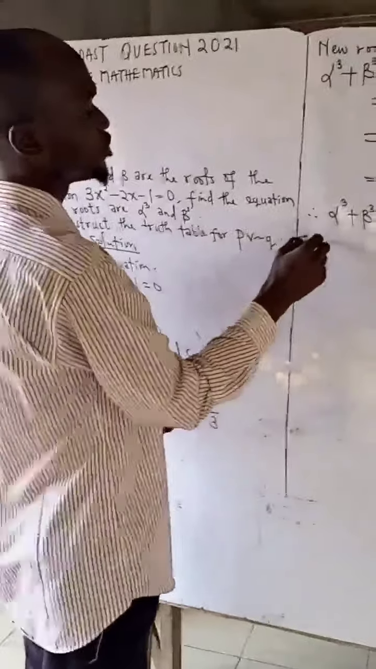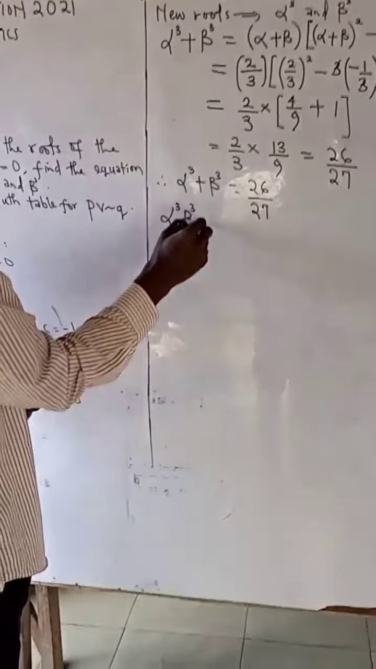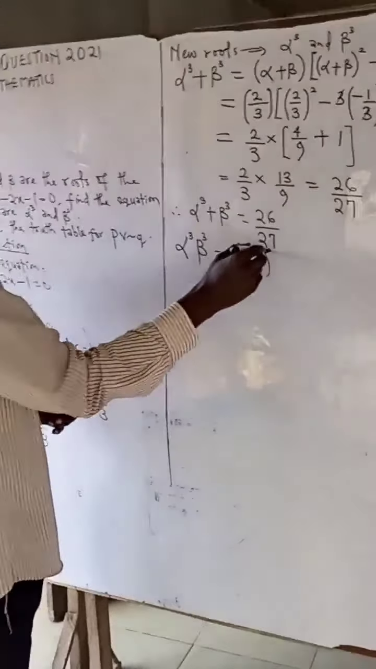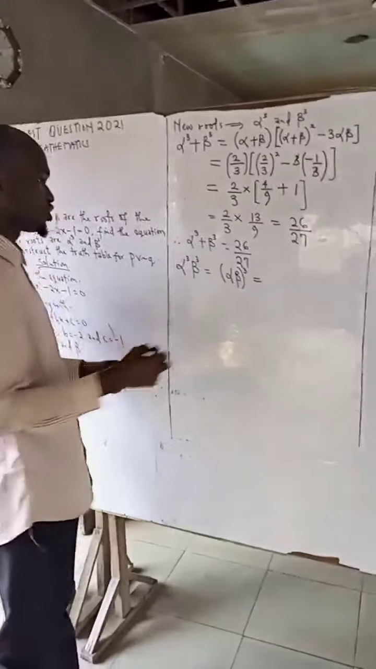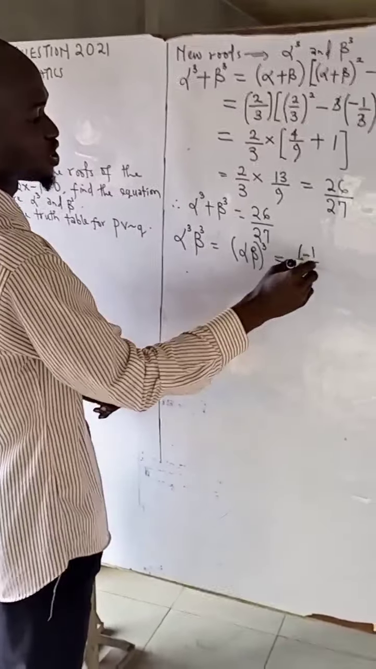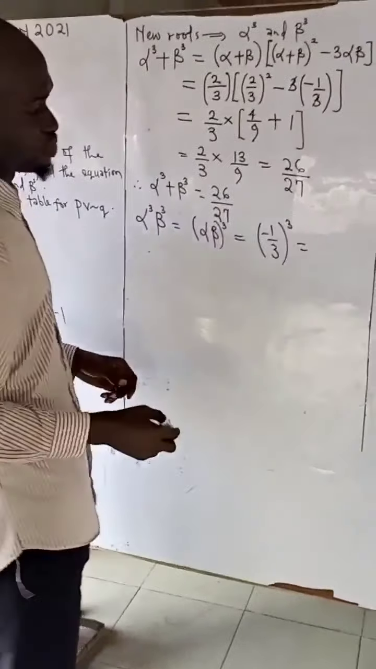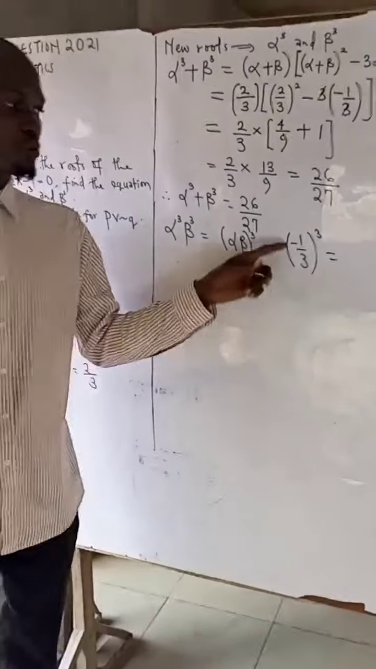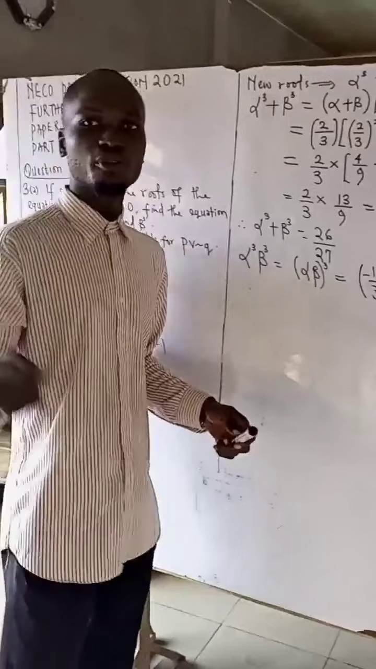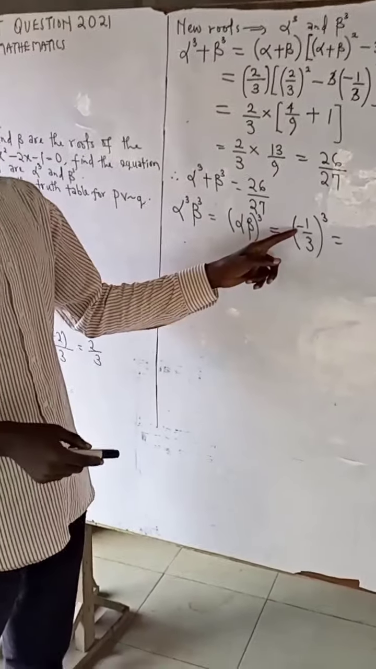Now, the product of the new roots, which will be alpha cube beta cube, can also be written as alpha beta all cube. So we have to substitute. What is alpha beta from here? That's minus 1 over 3, all cube. So we have to break this down. Alpha cube, now minus 1 cube. Cube of a negative number: if the power is odd, we keep getting a negative number.